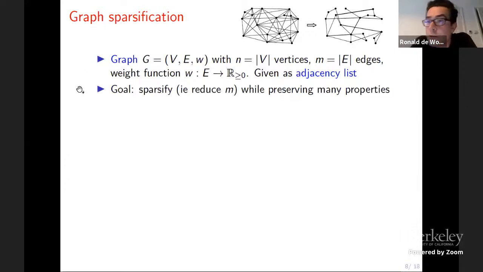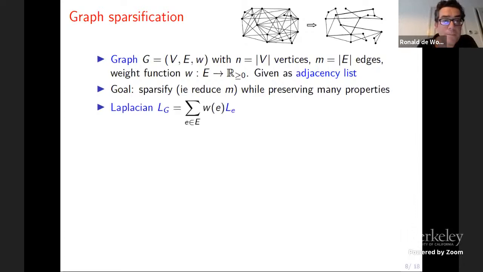And what is the goal of sparsification? Well, I already mentioned it. You want to take your graph G, which may have many edges, and you want to reduce the number of edges significantly while preserving many of its properties. And you want to do that efficiently.